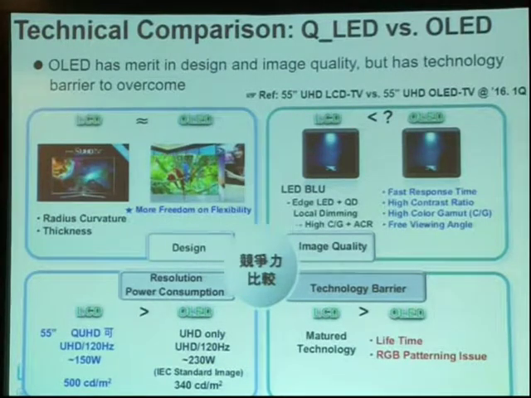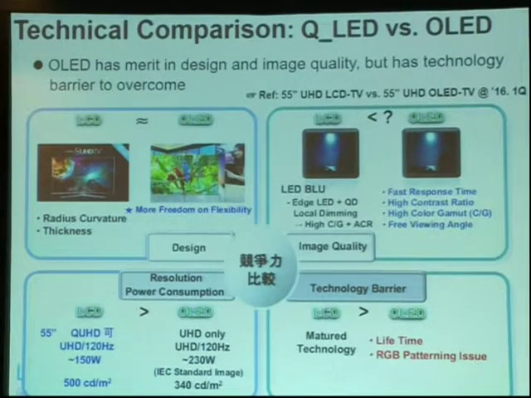So I want to compare the technical comparison between the QLED and OLED in four categories, which are design, image quality, resolution, power consumption, and also technology barrier. The OLED has merit in design and image quality, but has a technology barrier to overcome.